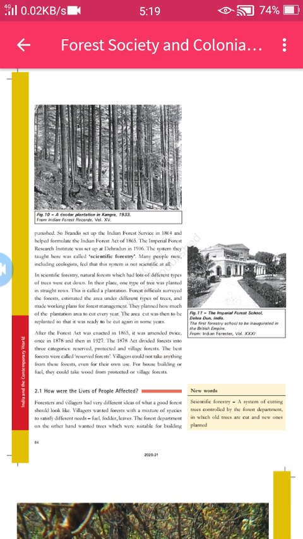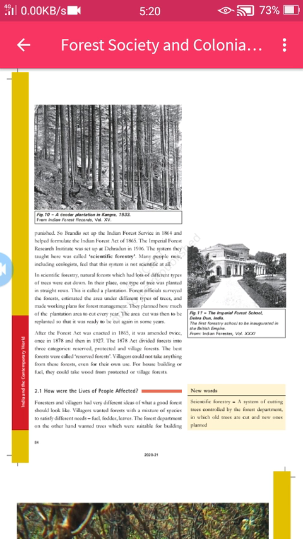After that, the forest act of 1865 was amended twice, again after a few years in 1878, and again in 1927. In 1878, the act divided forest into three categories to preserve the forest. What are those three categories? One is reserved, second is protected, and third is village forest.